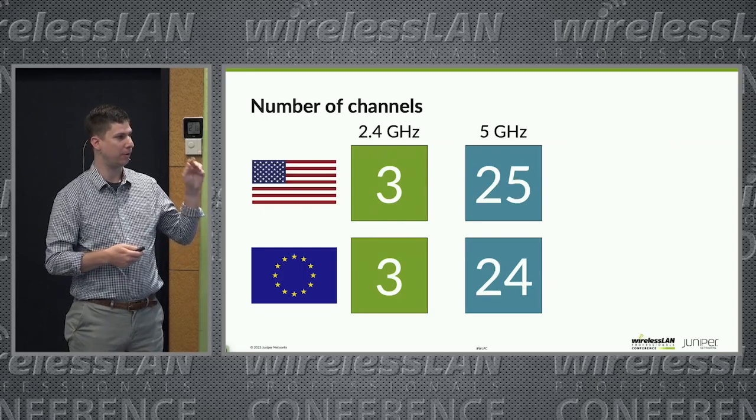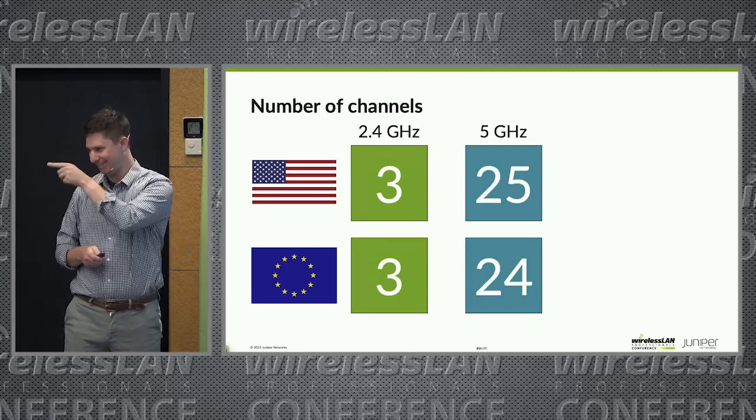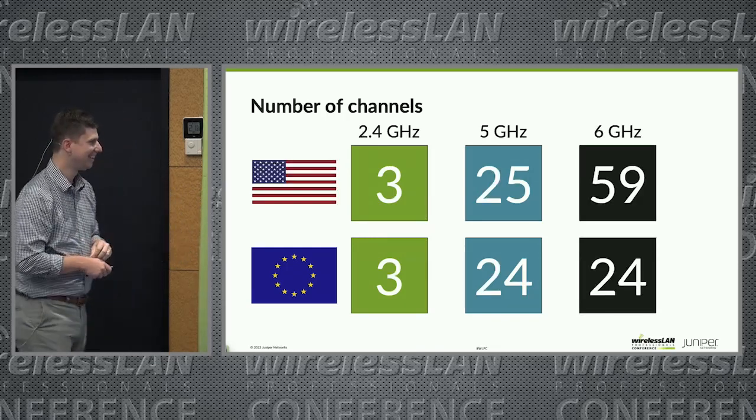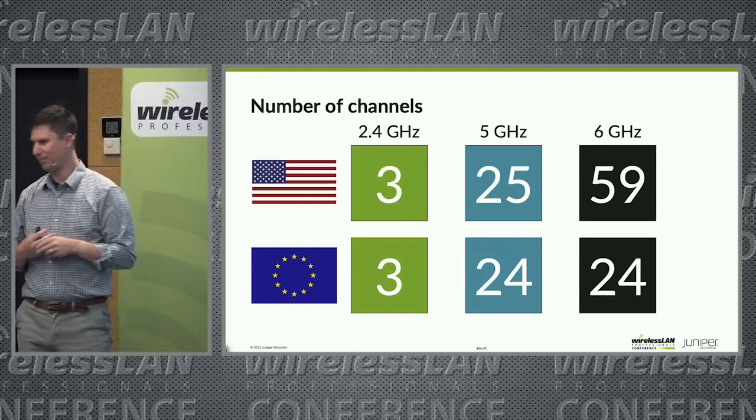Anybody know the number of 20 megahertz 6 gig channels in Europe? It is also 24. That is a good guess. So there are a lot more channels now.